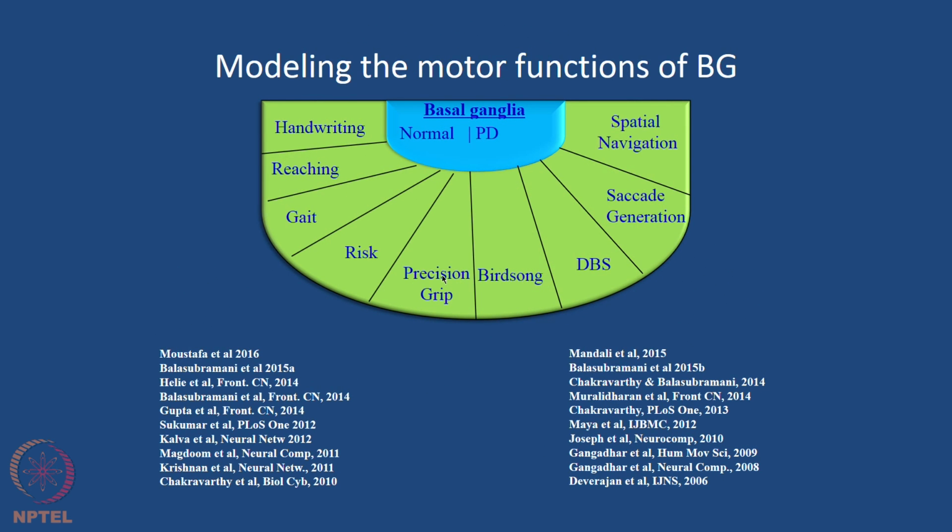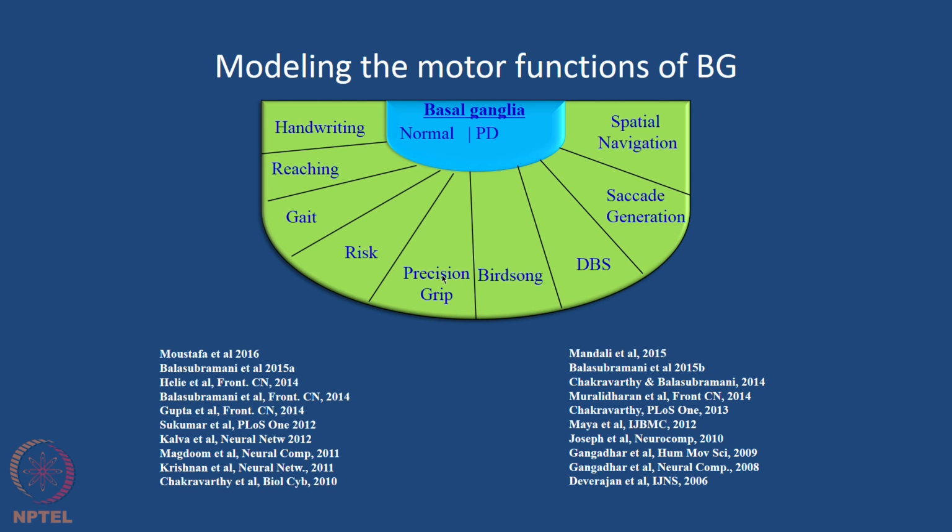So with this hypothesis, we are able to perform modeling of and explain a lot of functions of basal ganglia. As you can see in this figure, we are able to model handwriting impairment in Parkinson's disease, reaching performance in Parkinson's, gait impairment in Parkinson's disease, then precision grip, that is how do we hold a small object between the index finger and the thumb, that's called precision grip, and this is affected also in Parkinson's disease.